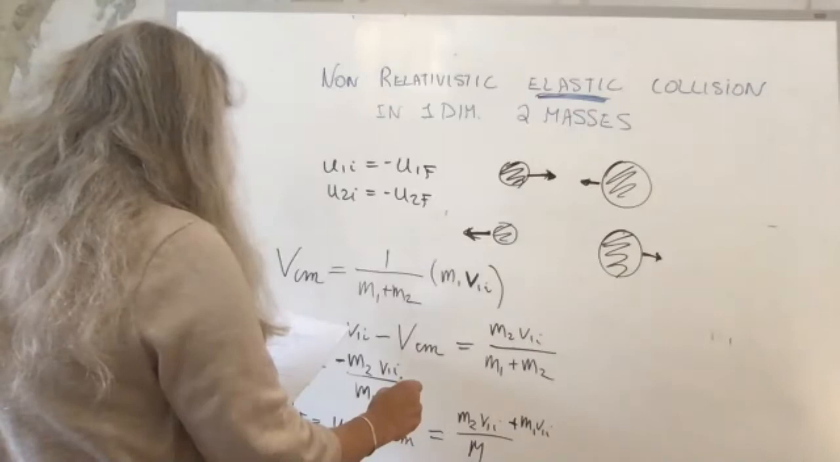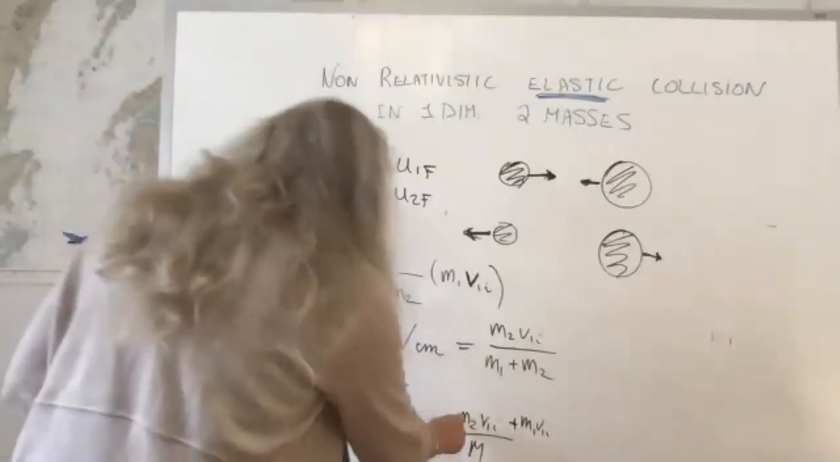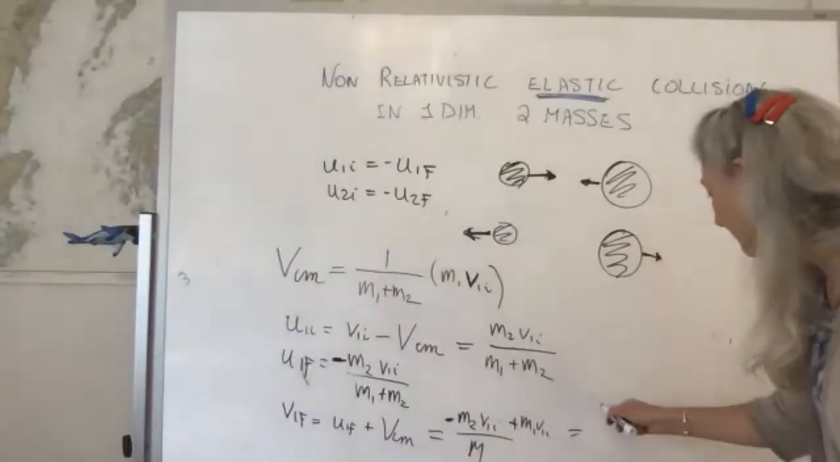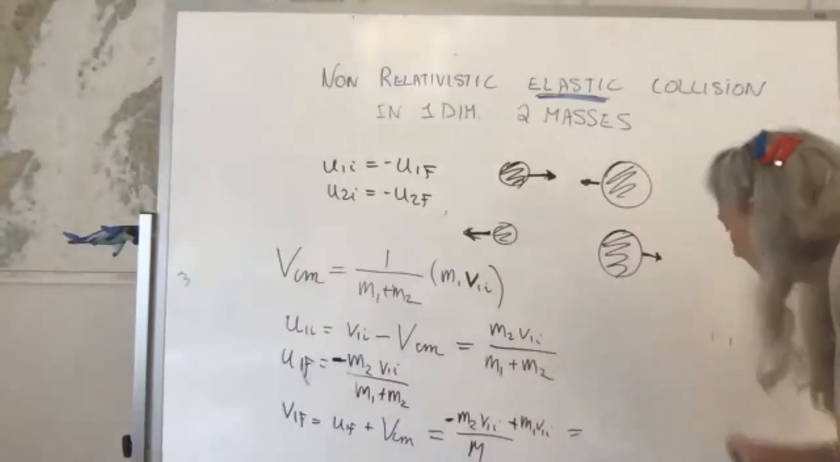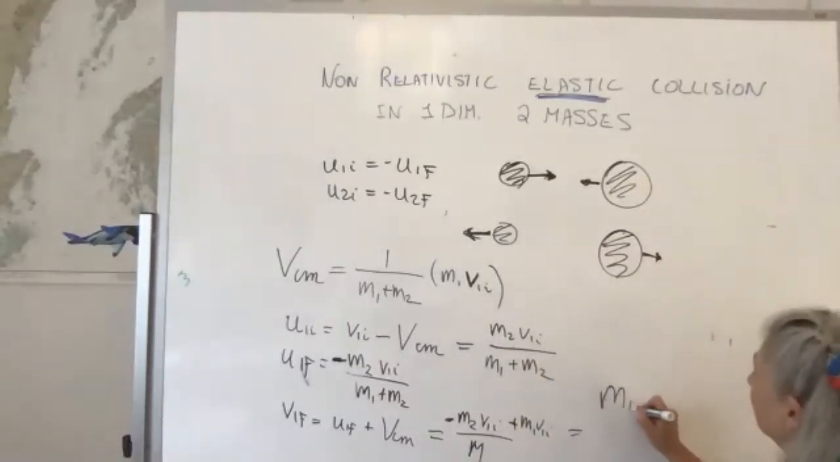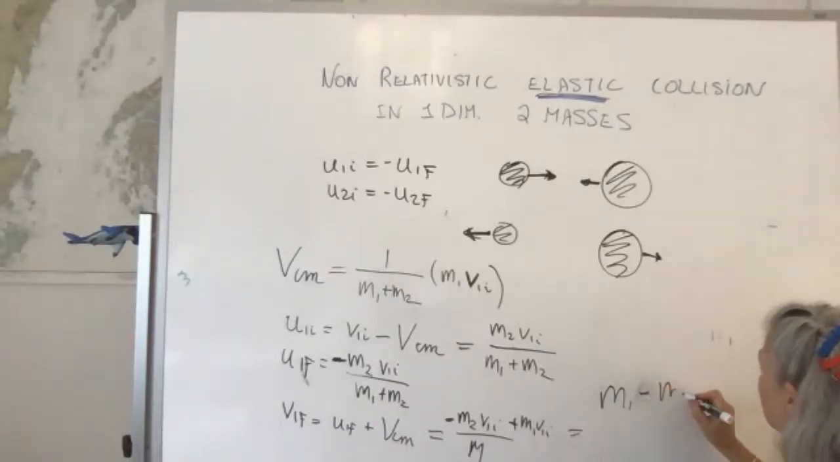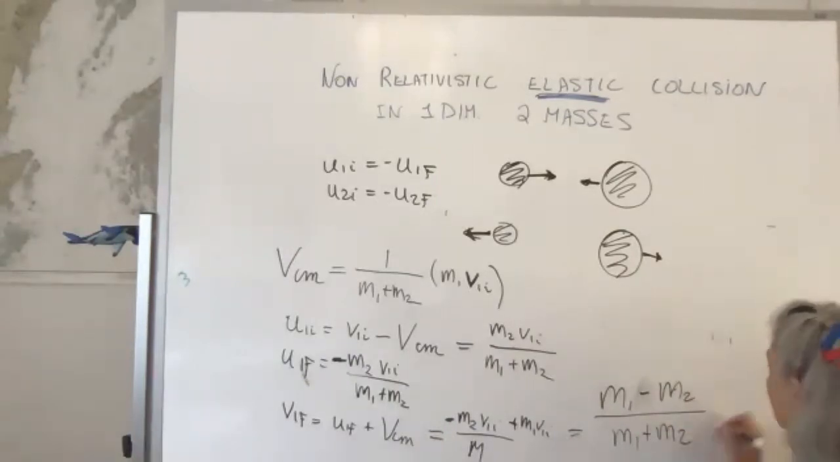Then there's a sign. Oh, right. So I got to add this with a minus sign, so it's this. Okay? And so that's equal to M1. It's really hard to write down here. It's equal to M1 minus M2 over M1 plus M2 times V1I. Okay?